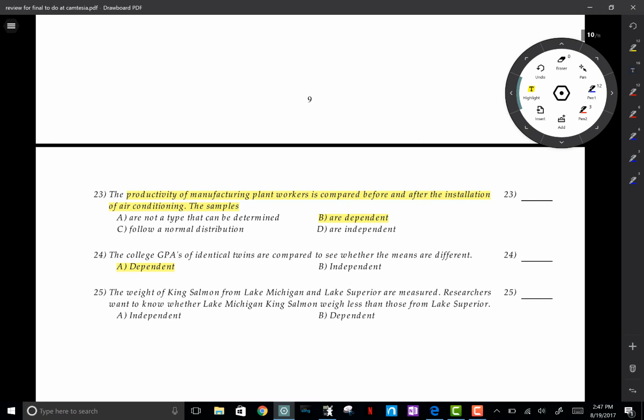Alright, so 25, the weights of king salmon from Lake Michigan and Lake Superior are measured. Researchers want to know whether Lake Michigan king salmon weighed less than those from Lake Superior. So this one, since we have two different locations and two different groups of fish, it will be considered an independent data set, because both of the places are independent from each other, not like Lake Superior and Lake Michigan have anything to do with each other. So since these are two independent random places, the data set will be independent.